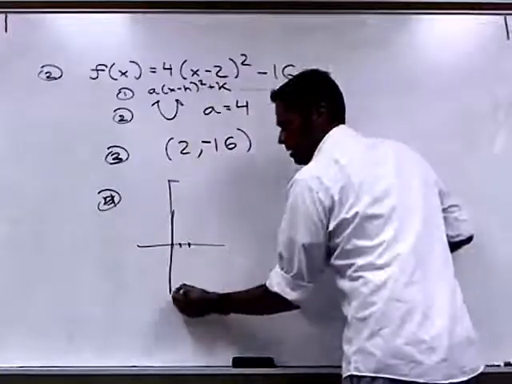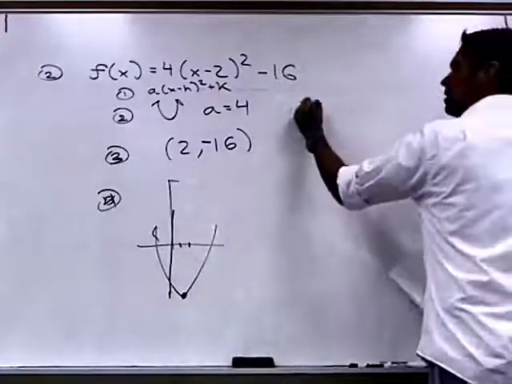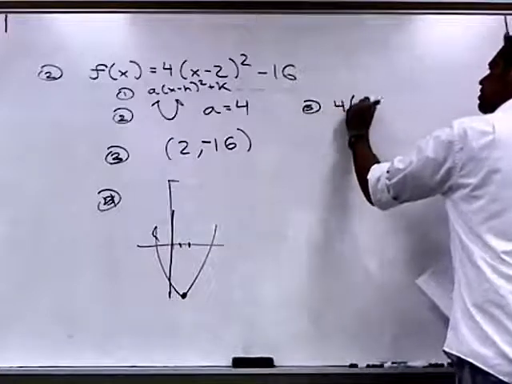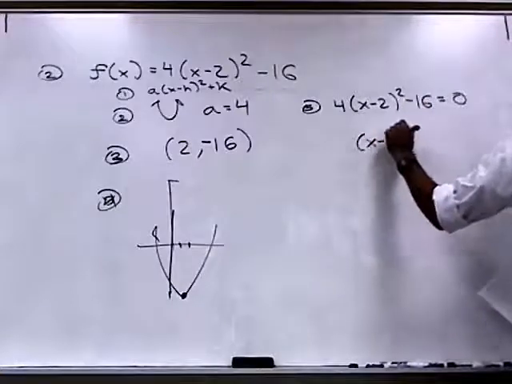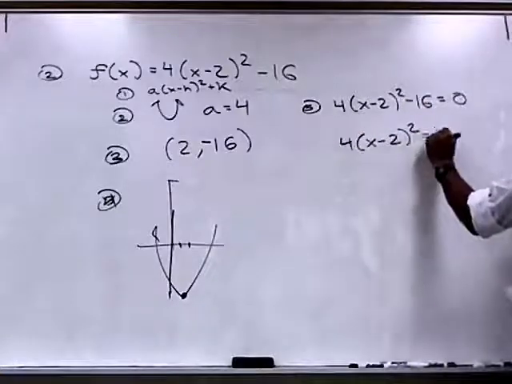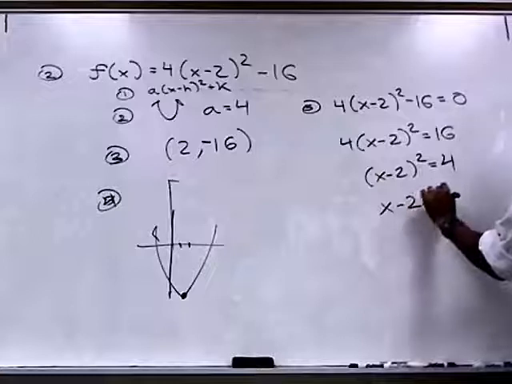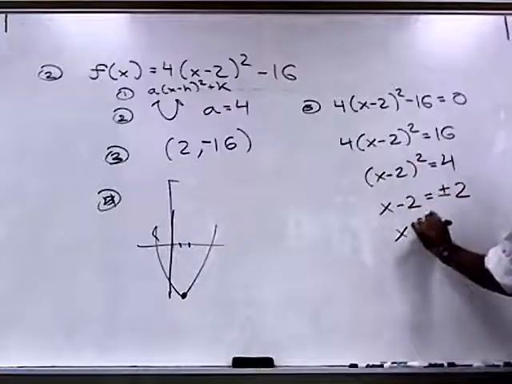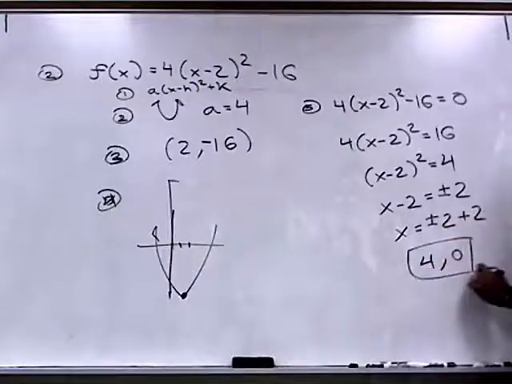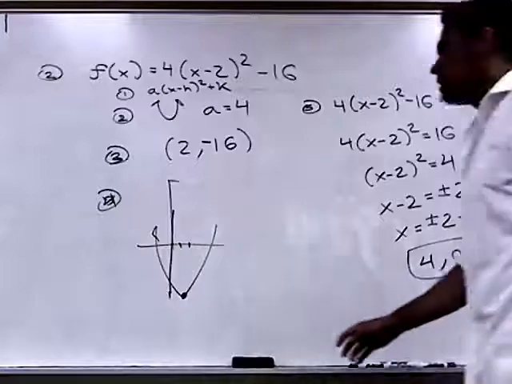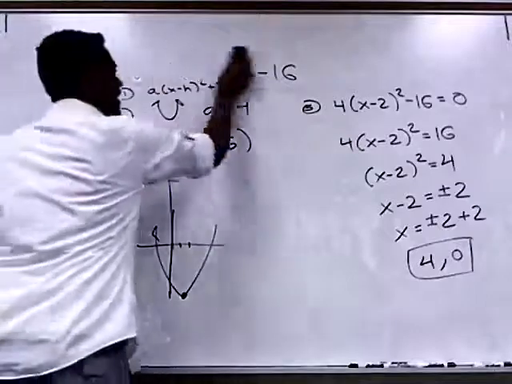That means it opens up. I will have 2 x-intercepts. To find them, I set the function equal to 0. Move 16 over. Divide by 4. Square root both sides. Add 2 to both sides. I get my 2 answers, 4 and 0. This is all on video, so you can go back and pause, slow it down. Okay, next.